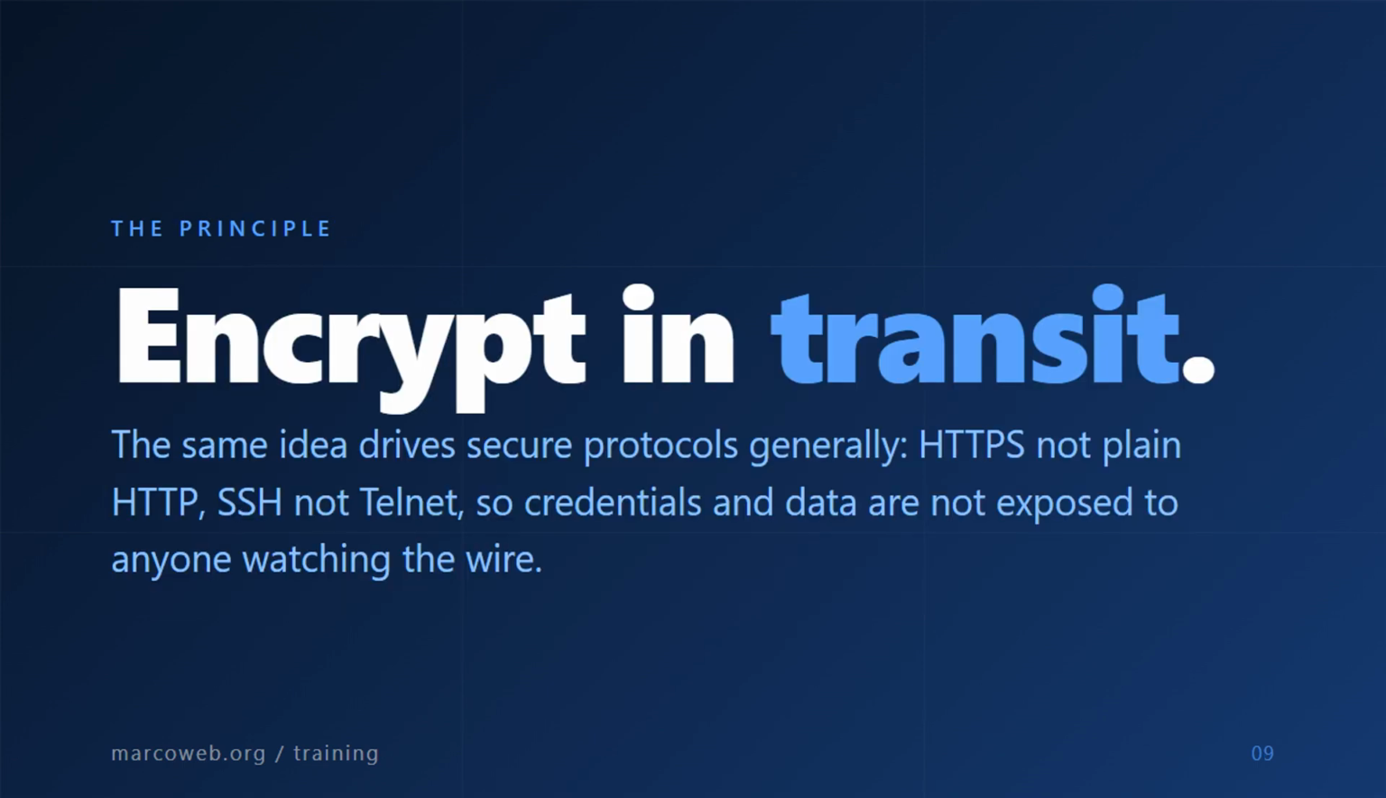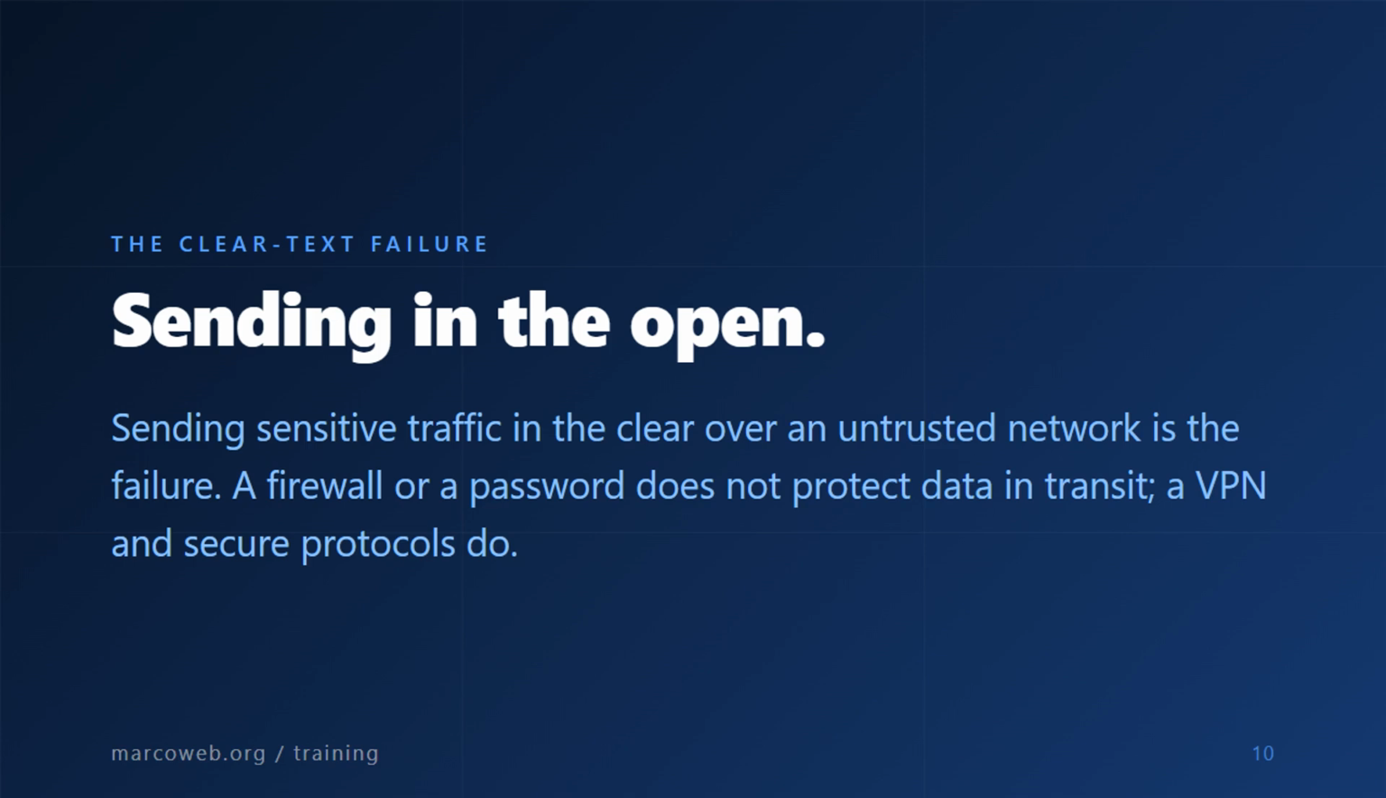The same principle drives secure protocols generally, encrypt in transit. HTTPS, using TLS, rather than plaintext HTTP, SSH rather than Telnet, so credentials and data are not exposed to anyone watching the wire. So the clear text failure is sending sensitive traffic in the open over an untrusted network. A firewall or a password does not protect data in transit, a VPN and secure protocols do, by encrypting it.